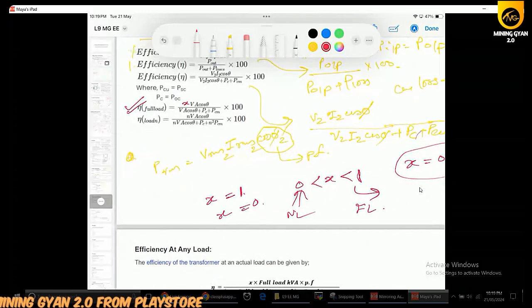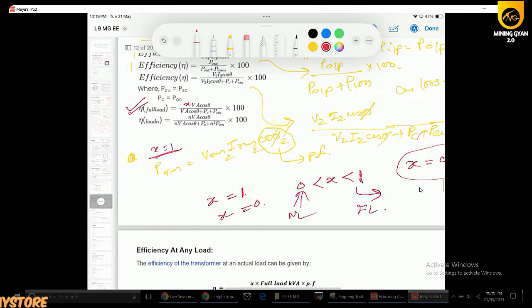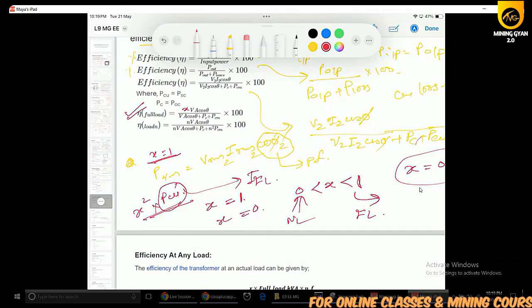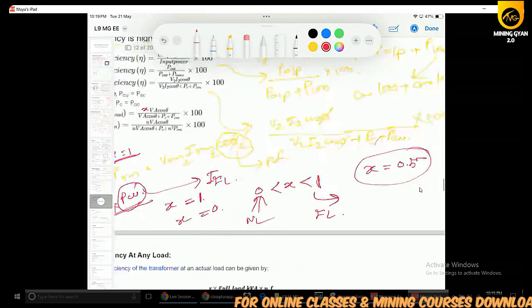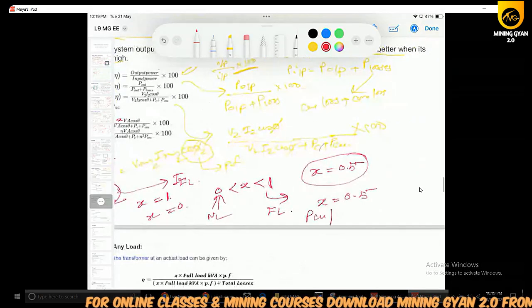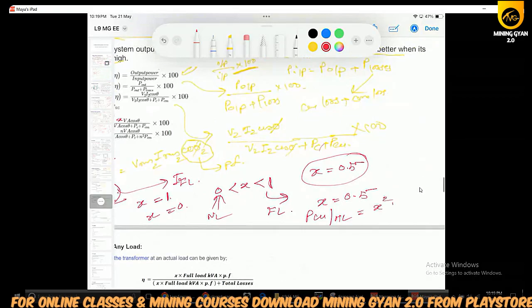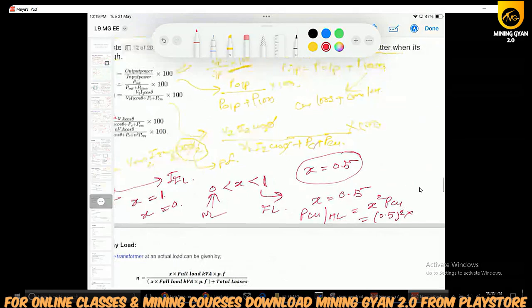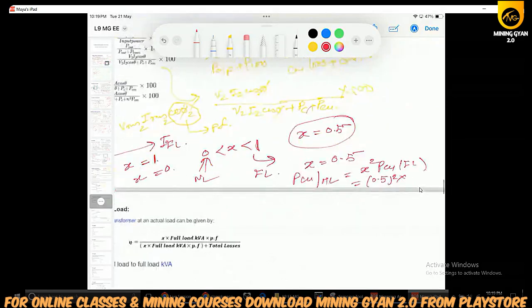So at full load x will be 1, and obviously with the copper loss you have to multiply x square into P copper loss, because copper loss depends on the current or full load current. If it is not at the full load condition, let us say x is at the half load condition, then what will be the PCU at half load condition? That will be x square PCU, and that will be 0.5 square into PCU at the full load. Okay, so that is the thing.